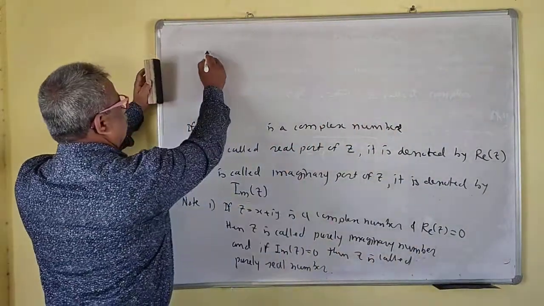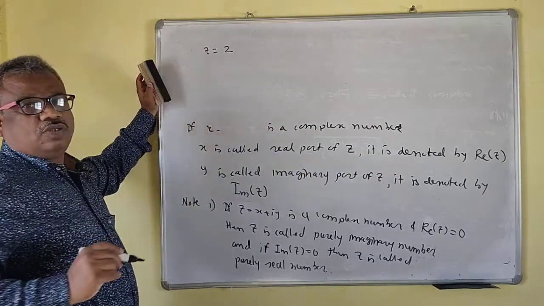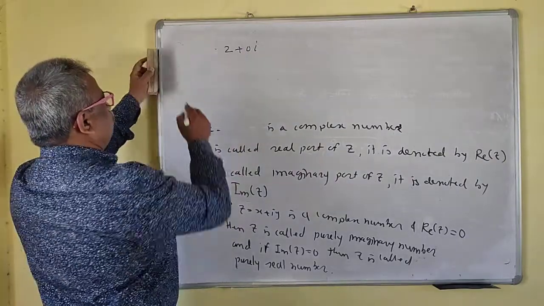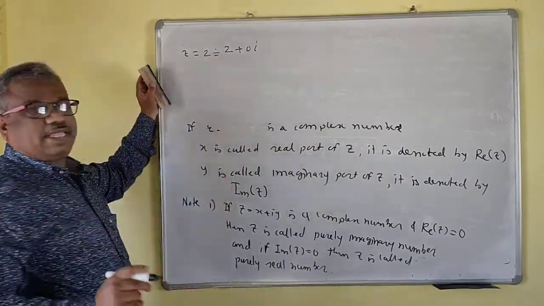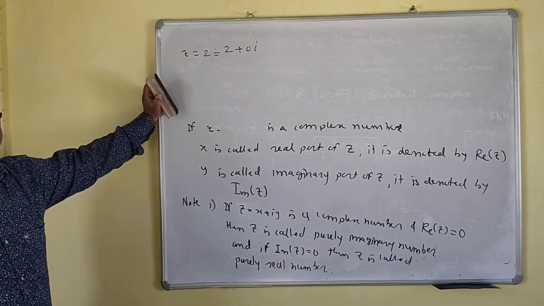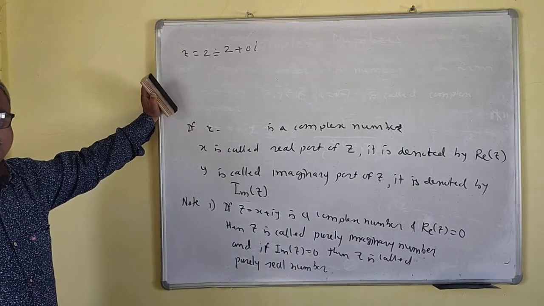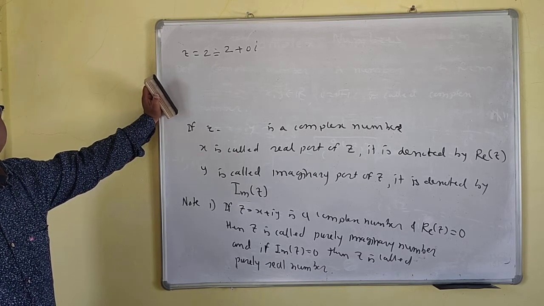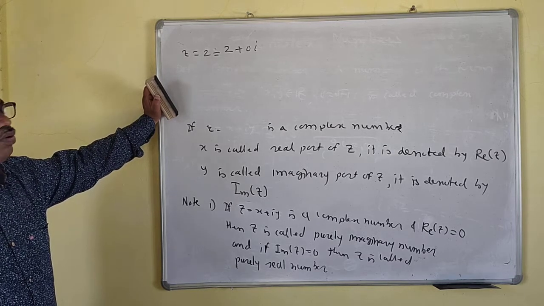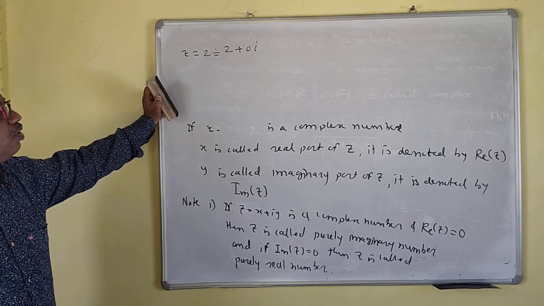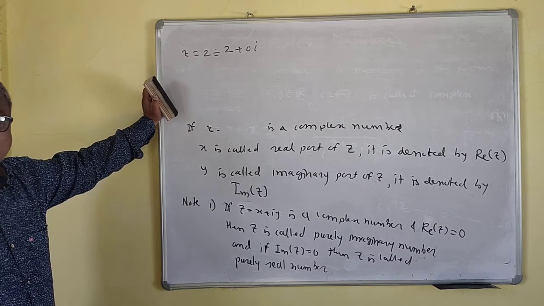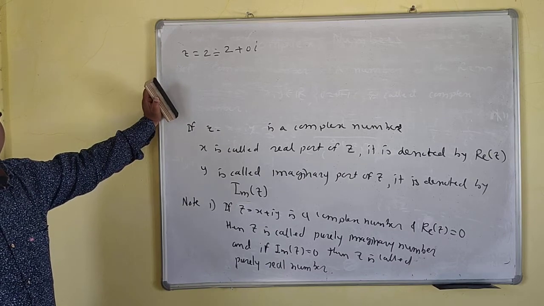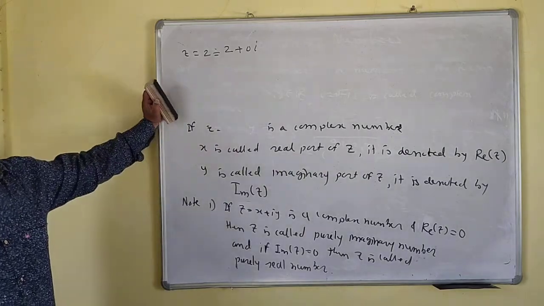Suppose z is equal to 2, so 2 plus 0i. I can write 2 in the form x plus iy. That means 2 is a complex number, because I can write it in the form a plus ib. So your x is 2 and y is 0. Here you see that your imaginary part is 0. So z is equal to 2 is a purely real number. It is a complex number, and it is called a purely real number.